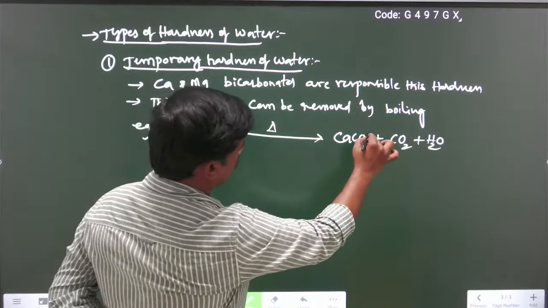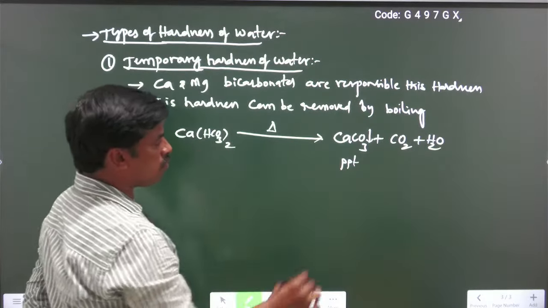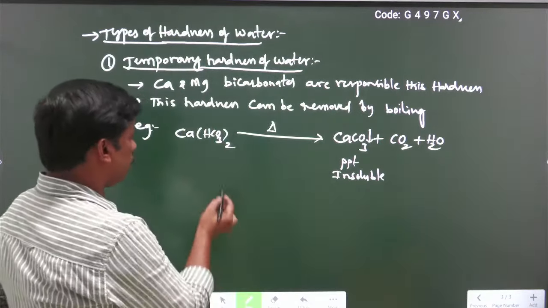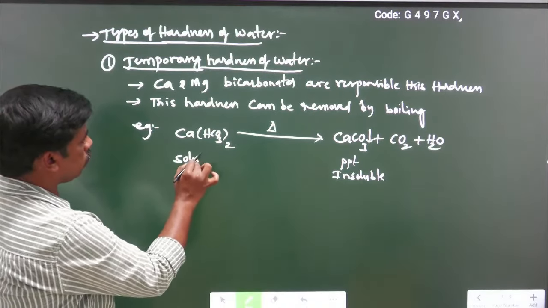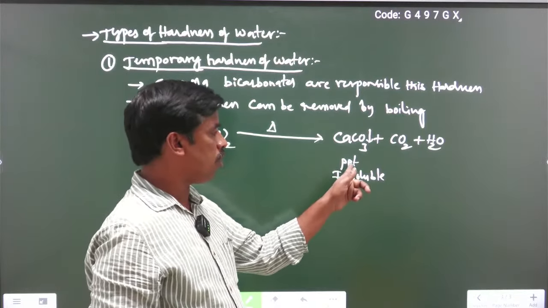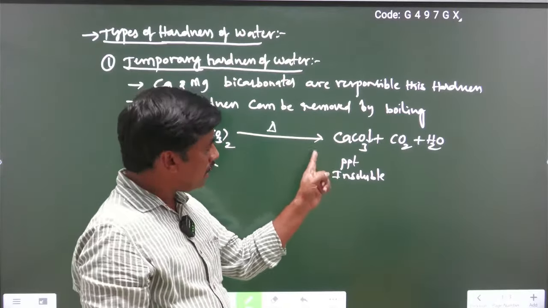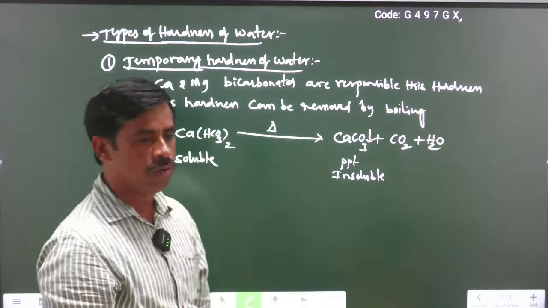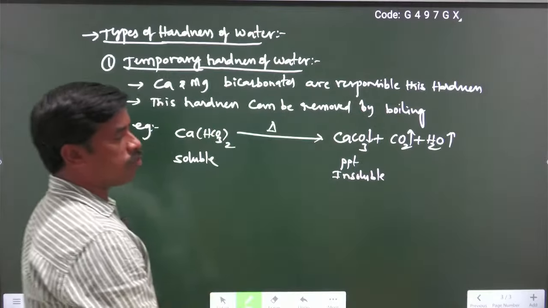The downward arrow mark indicates precipitation. PPT means precipitation, an insoluble substance. Before boiling, calcium bicarbonate is present in water in a soluble state. After boiling, it converts into an insoluble precipitate. The insoluble precipitate can be separated by filtration, so it is removed from the water. That is why temporary hardness can be removed by boiling. The carbon dioxide and water with upward arrows are in the gaseous state.